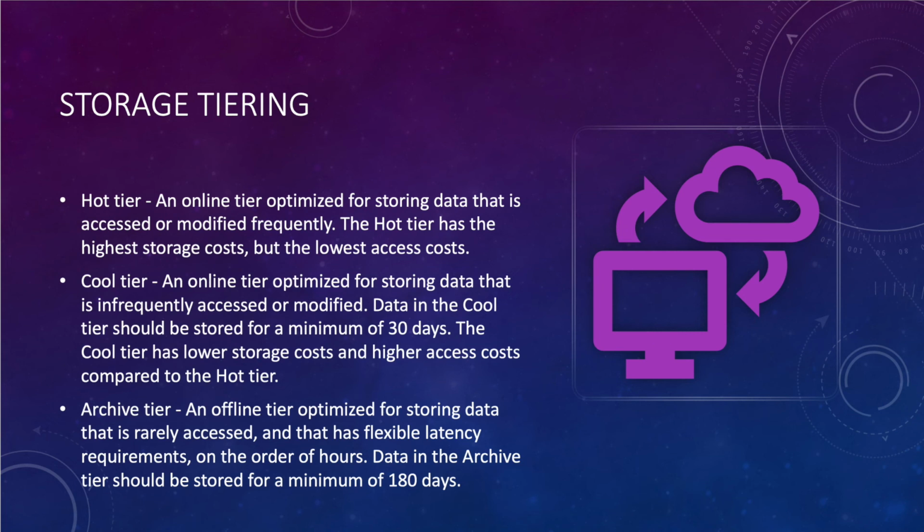And then your archive tier, an offline tier optimized for storing data that's rarely accessed. So let's say you only need to access data once a year, and then you need to store it for 7 years. Then your archive tier is great. You really just want to store for a minimum of 180 days. So that's the thing to remember. Hot tier is today, cool tier, minimum of 30 days, and then archive tier, a minimum of 180 days.